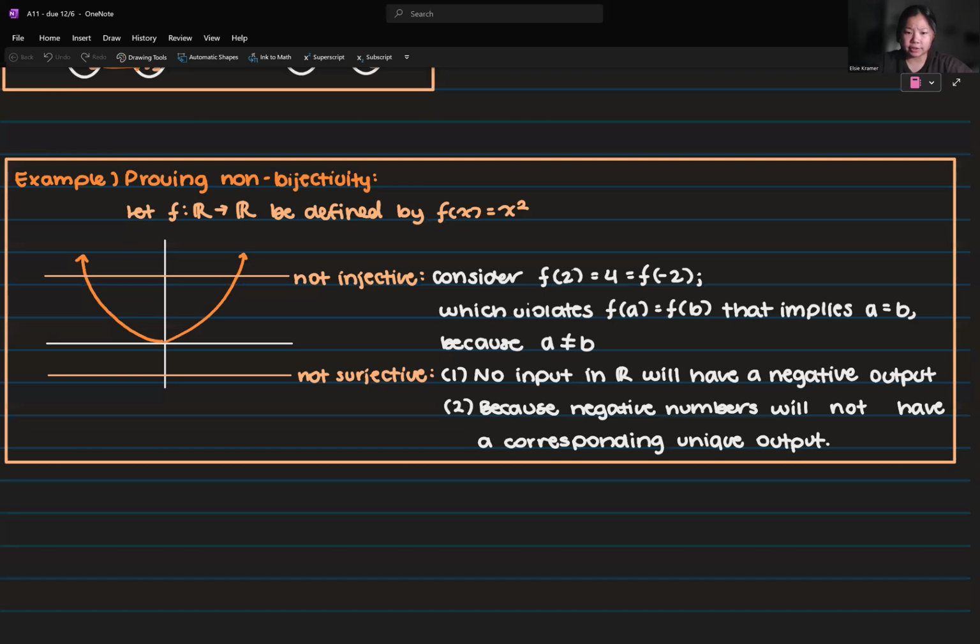And then for not surjective, there are two portions to this. There's no input in R, R being all real numbers, that will give a negative output. And two, because negative numbers will not have a corresponding output. As you can see, the graph is strictly above y equals 0. Oh, shoot.